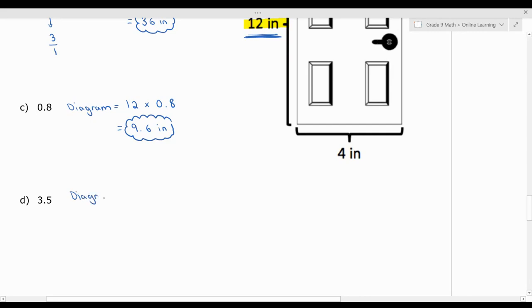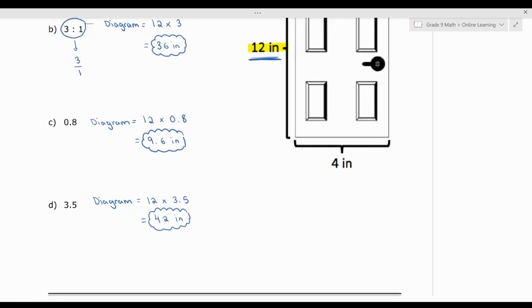And then very last one. So what if it was 3.5? Think about it maybe to start off with. If it's 3.5 for the scale factor, this means you're going to end up with an enlargement. So your number has to be bigger than 12. So we're going to go 12 times 3.5. So this would end up being 42 inches in your drawing. So in the diagram that you were drawing for your scale drawing.